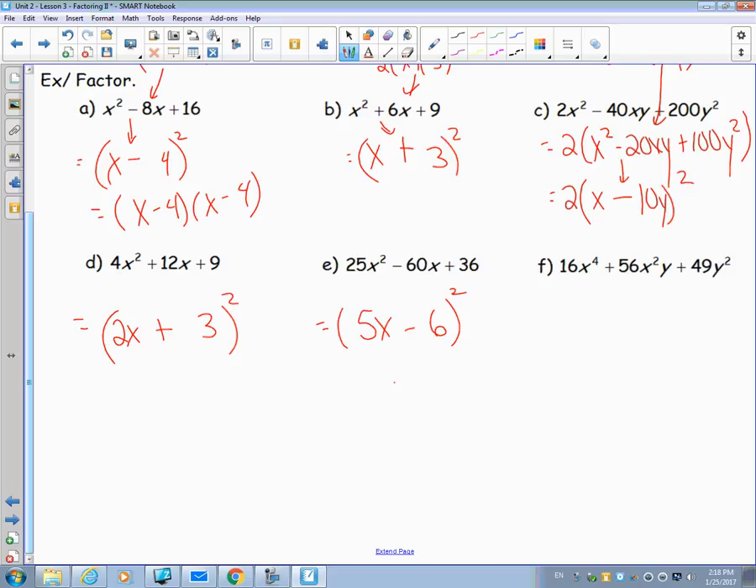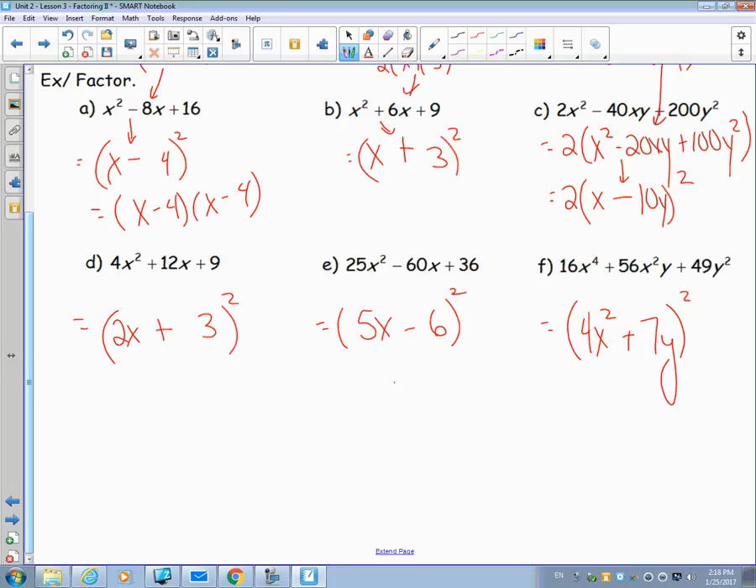Really fast. And then the last one. Can I square root 16x to the fourth? I can. It's 4x squared. Can I square root 49y squared? Yes. 7y. 4 times 7 is 28. Doubled makes 56. Perfect. Done.